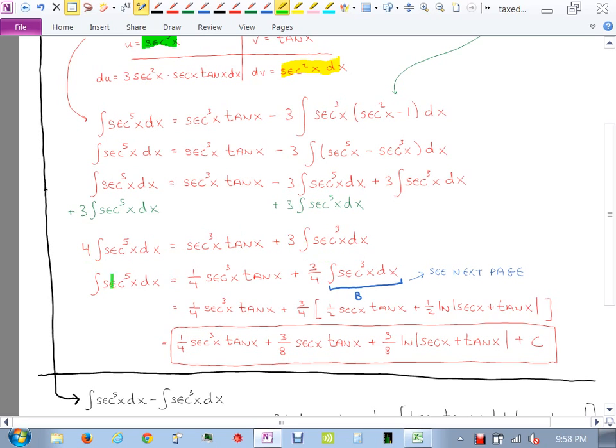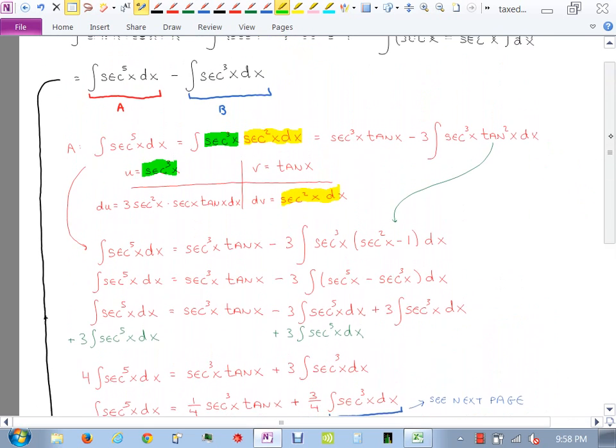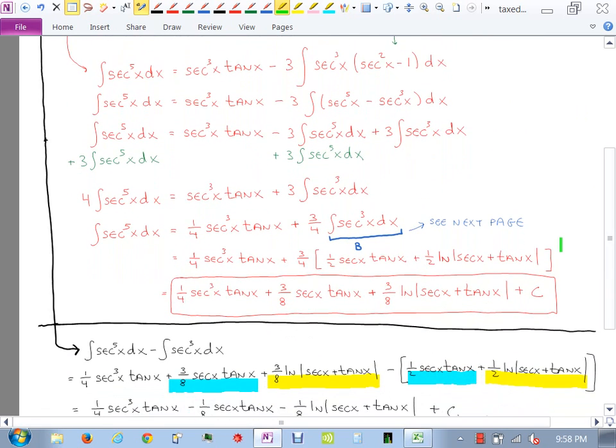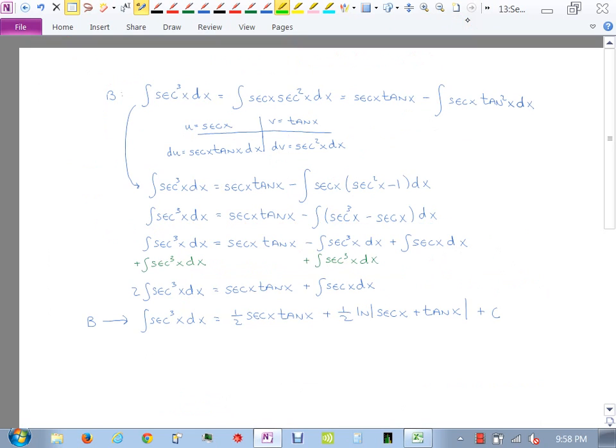Then I divide both sides by 4 or multiply both sides by 1/4. So I get 1/4 of this, and then 1/4 times 3 is 3/4, and I still have this integral here. Now this integral is the same as the integral that I had up here. So I'm going to need to go figure out what this is. I'm going to do that on the next page, and then I'm going to come back and put that answer here.